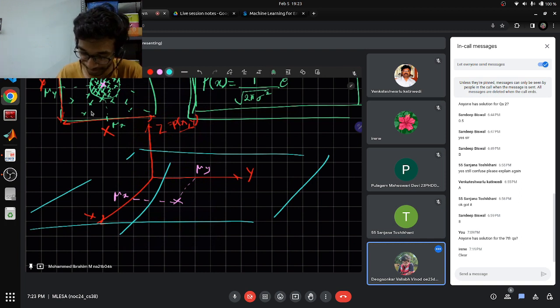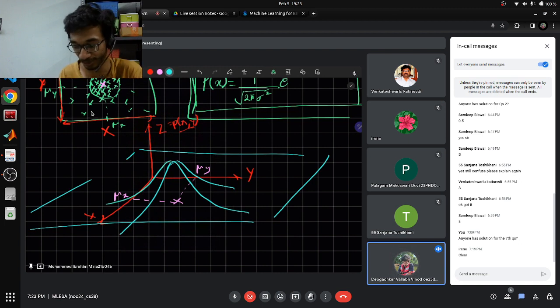Let's try again. Yeah, so I've just tried to draw two perpendicular lines. So this is actually going to look like a hill. Is everyone getting this?